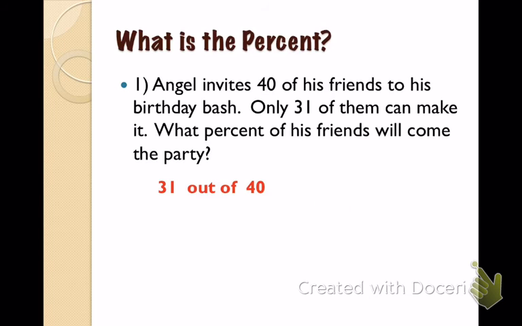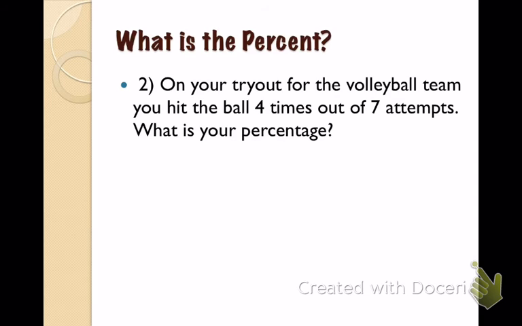Let's go ahead and check a few more examples on this topic. So on your tryout for the volleyball team, you hit the ball 4 times out of 7 attempts. What is your percent? So it should be more than half because 4 is more than half of 7. So let's go ahead and say 4 out of 7. We're going to write down that fraction, 4 out of 7. We're going to go ahead and do some division, 4 divided by 7, in that order. Type it in your calculator, or feel free to check it with long division. So we get something about 0.5714, and it keeps going.